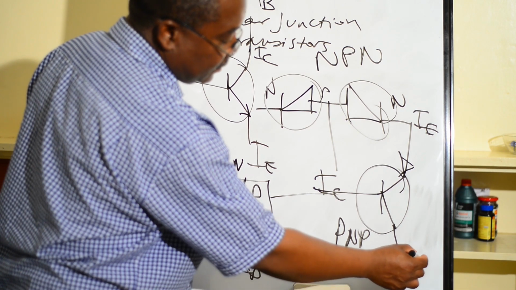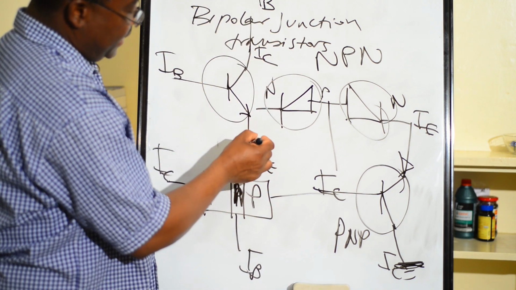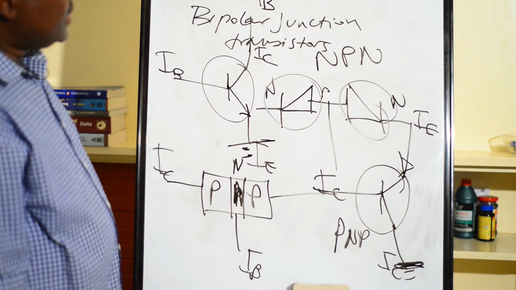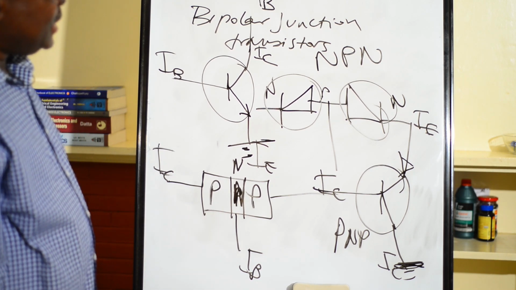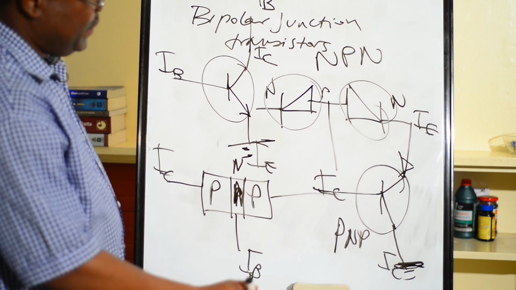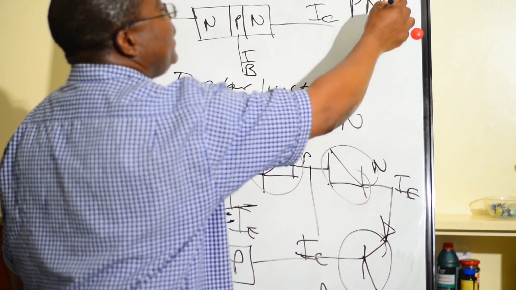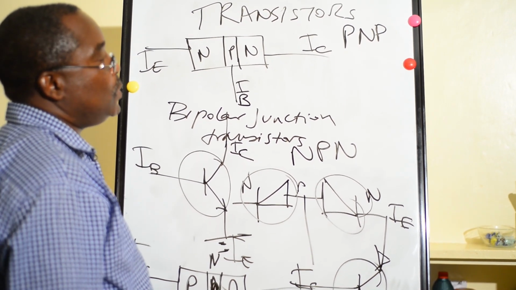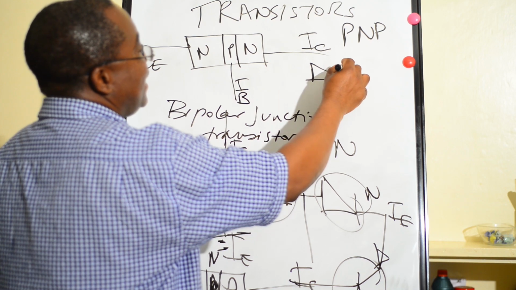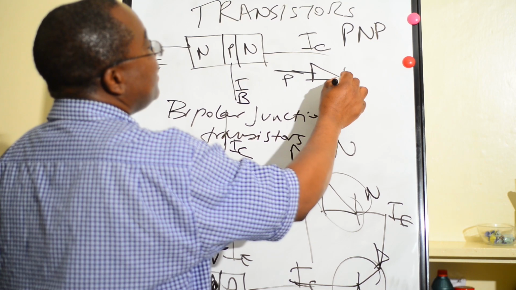And in NPN, the ground is on the emitter side. So this is a representation of PNP, but also we can show PNP by using two diodes. Our arrow here is a diode, and here is P. Here is our N.